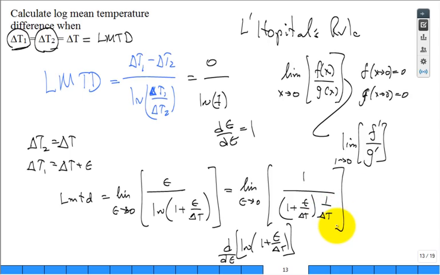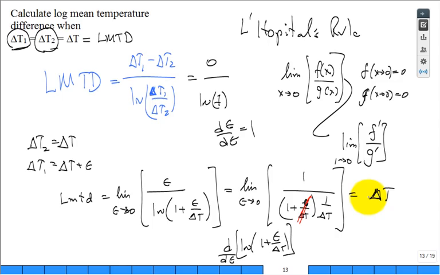Now, if you let epsilon go to 0 of that, this term goes away. Then we just have in the numerator 1, denominator 1 times 1 over delta T. The whole thing just flips and you get delta T. It's like what we would have expected not knowing any calculus.